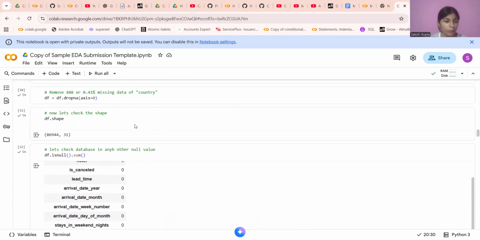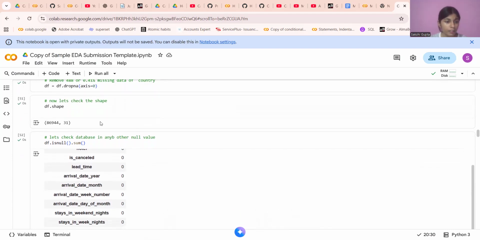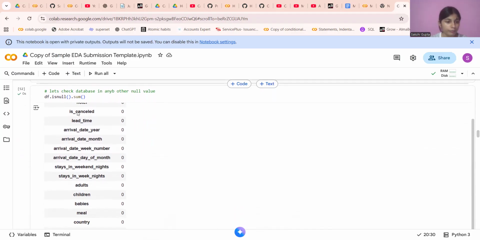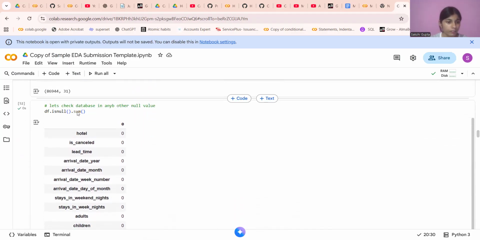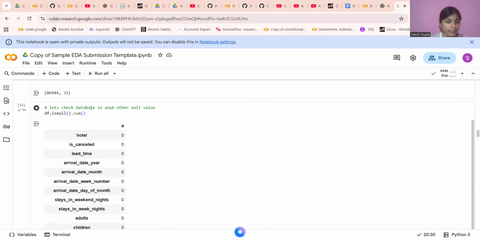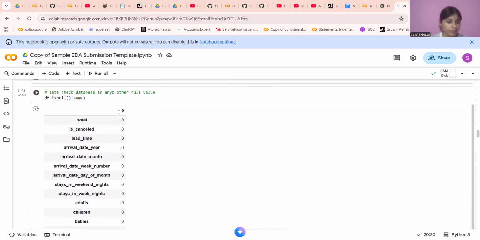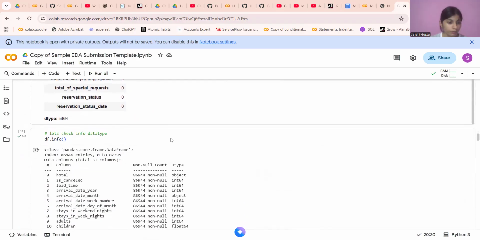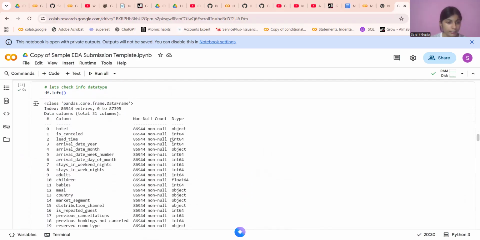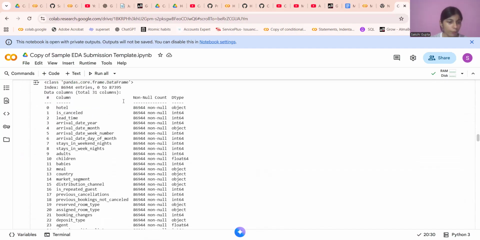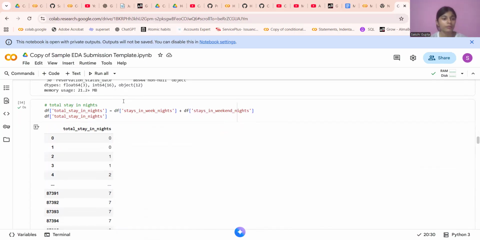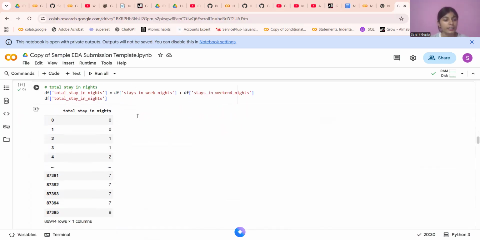Then now let's check the shape. The shape appears as 86,944 and 31. Now check the data set for null values. Then there is no null value. Then I check the info of data types. Then I check the total stay in nights.